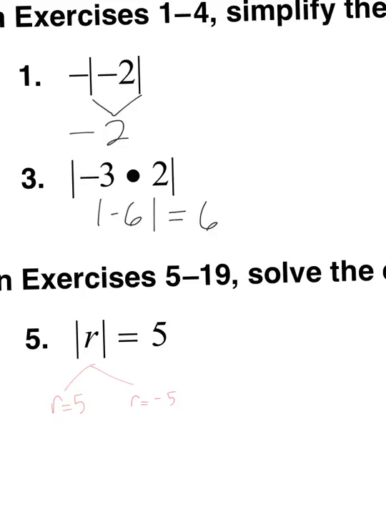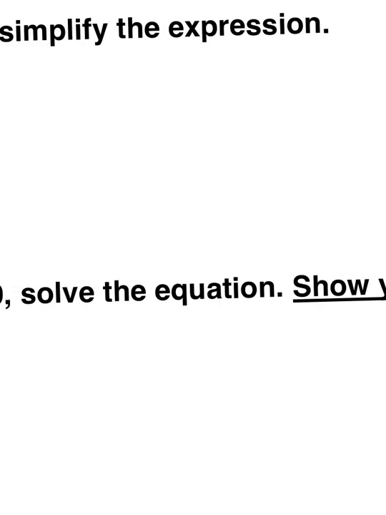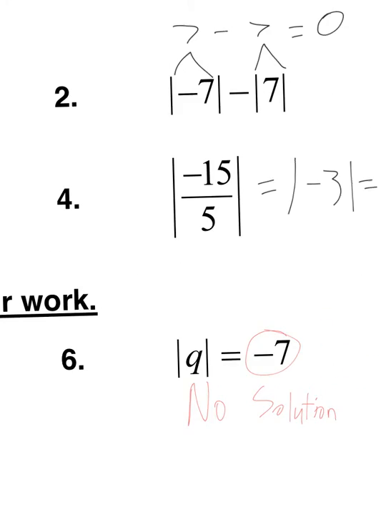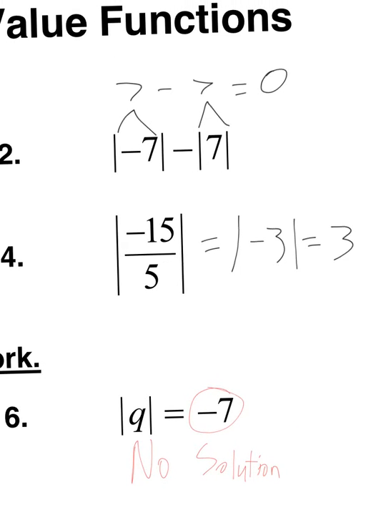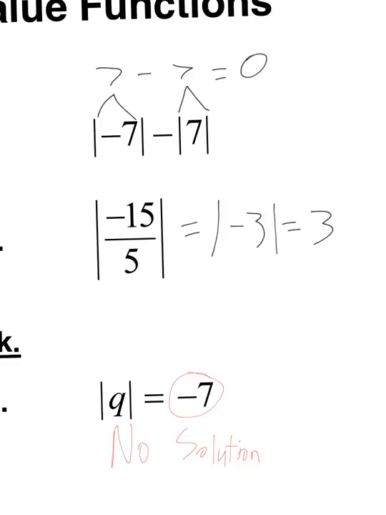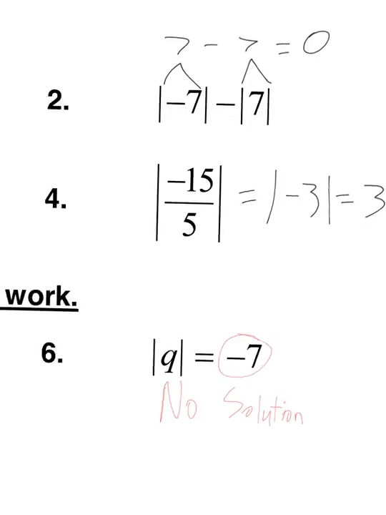So number 3, -3 times -2, do that first. Don't turn -3 into +3 or something. Anyway, you get absolute value of -6, that's going to be 6. And for 2 and 4, the absolute value of -7 and the absolute value of 7 are the same thing, so it says 7 minus 7, you get 0. And then -15 over 5 simplifies to get -3, and absolute value of -3 is +3.